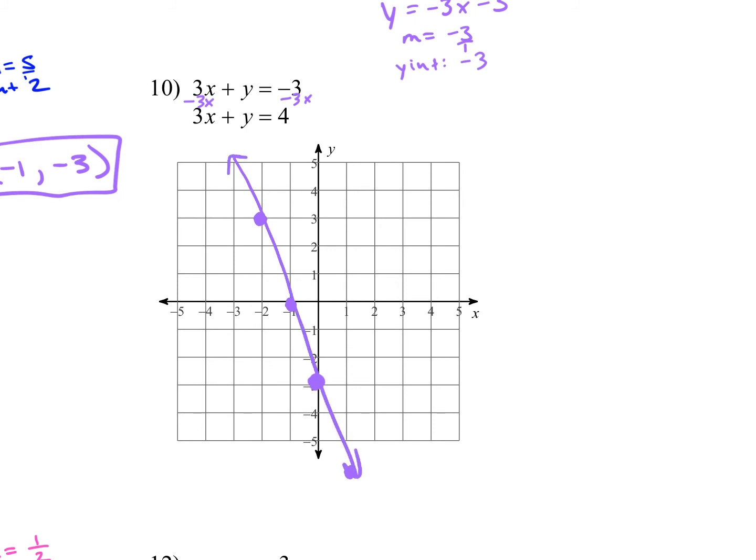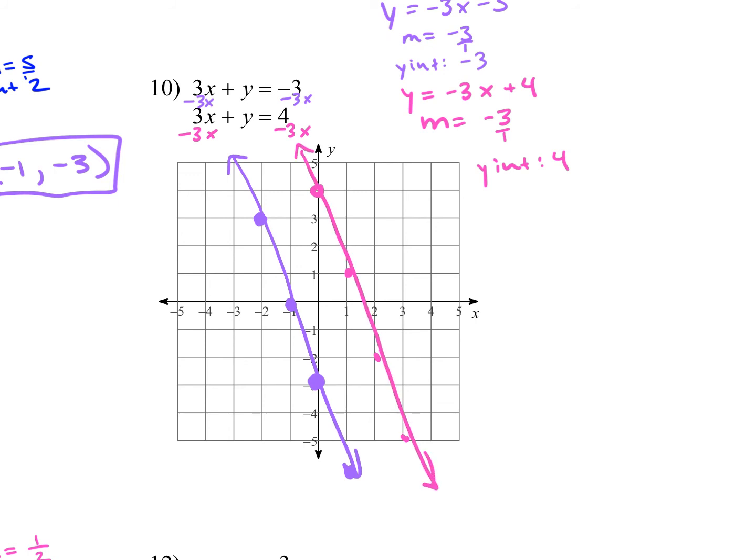So let's do the second equation. How do I get it to be y equals? Minus 3x on both sides. So here I have y equals negative 3x plus 4. So what's my slope? Negative 3 over 1. And what's my y-intercept? 4. So I'm going to plot my y-intercept first. And then how do I do the slope of negative 3? Down 3 to the right 1. Do these two lines intersect? No. So what's my answer? No solution.